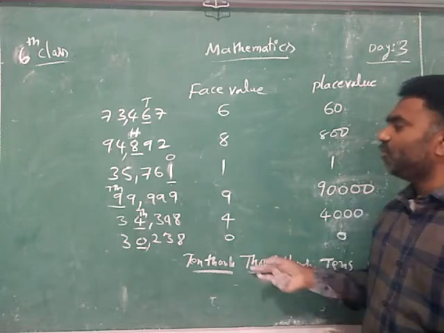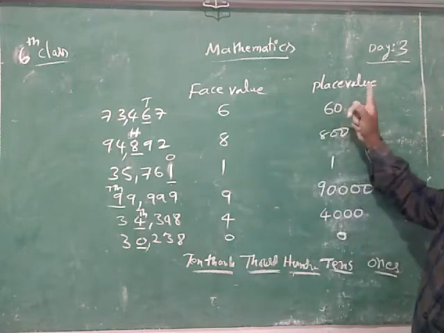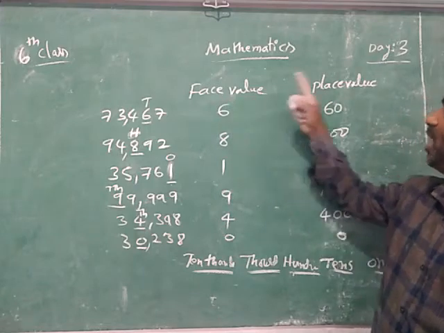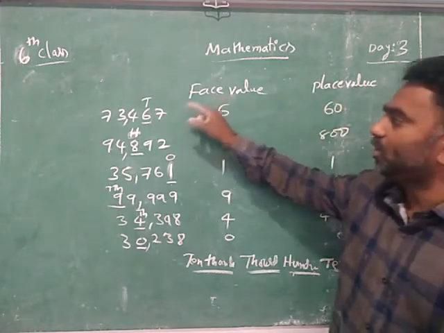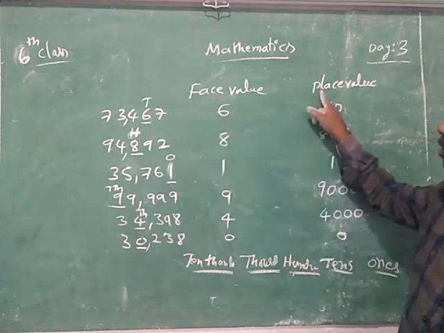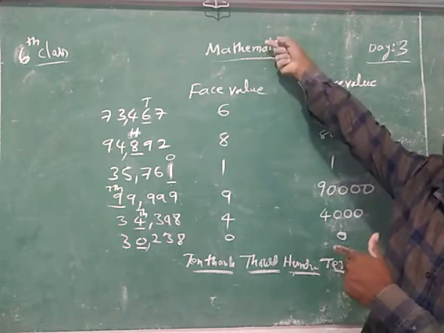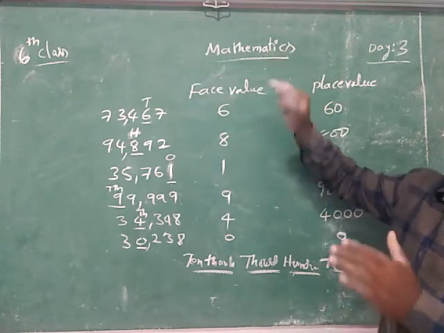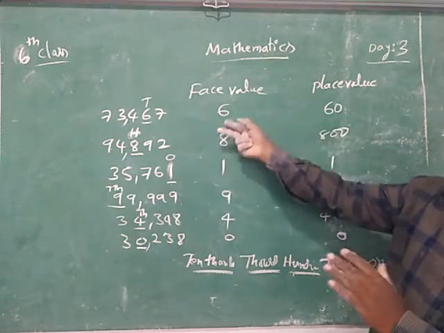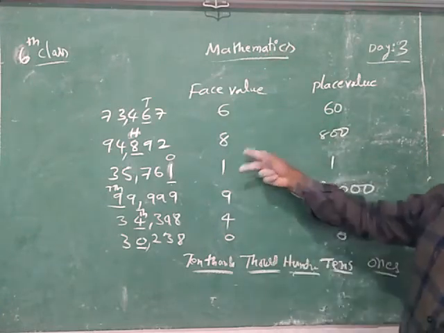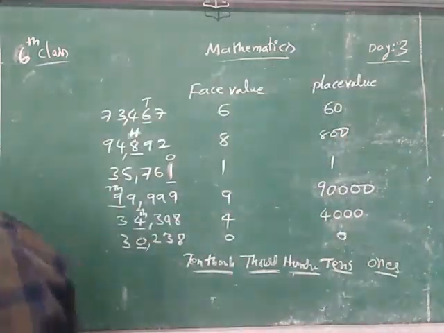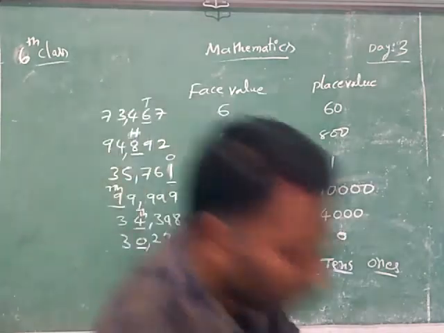So this is the way of writing face value and place value. Try to define the difference between face value and place value. Face value means only the digit. Place value means the digit is in which place. 6 hundreds, 6 tens, 6 thousands, 6 10,000s, 6 ones: like that you will write the place value. So this is the way of finding place value and face value.